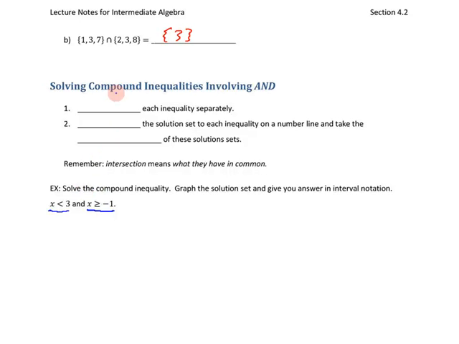So here's our technique. We're going to solve each inequality separately. In this case, the first example, they're both solved. But imagine that we actually have to do the solving in some of these problems, because we will. Once we do that, we're going to graph each solution set to each inequality on a number line and take the intersection of these solution sets.